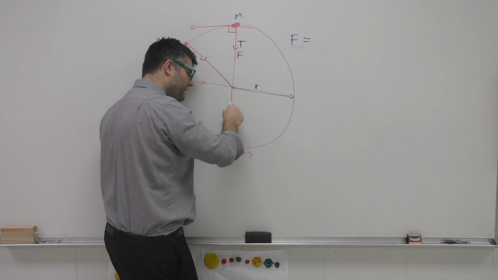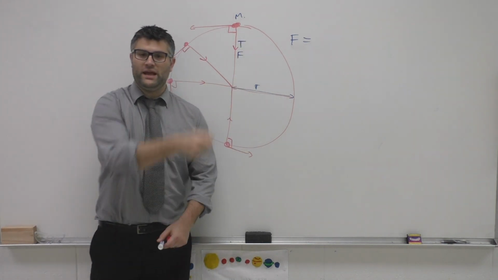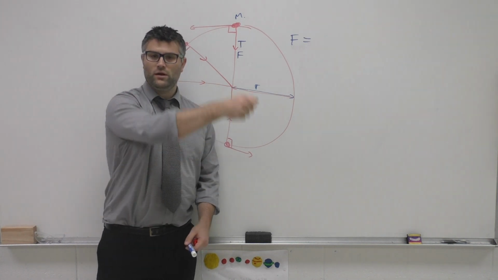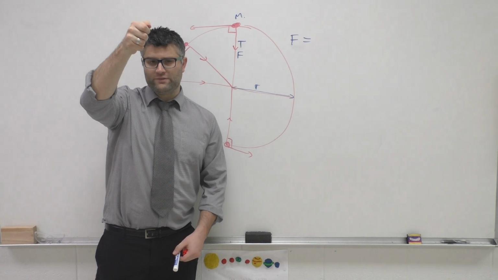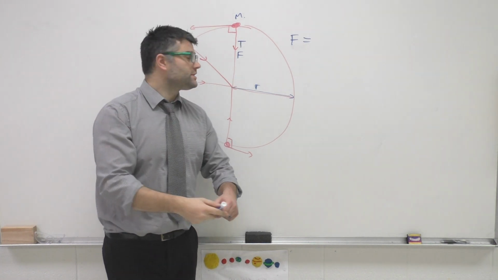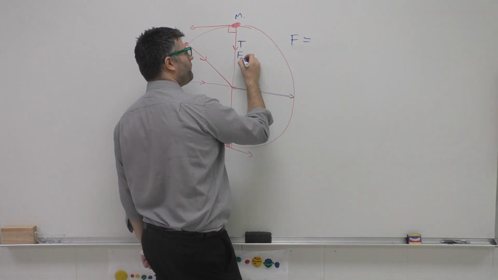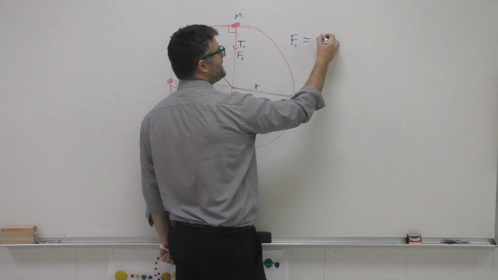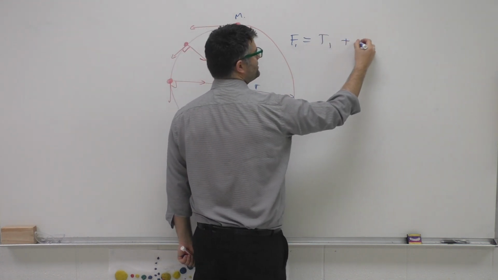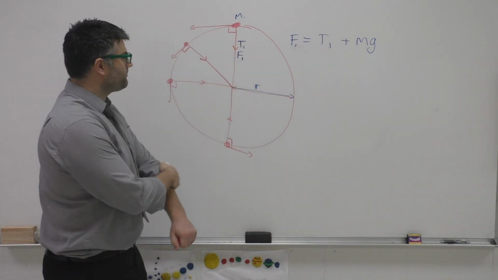What other force would be acting in this direction when we are spinning it in a vertical circle? At this point, you have gravity, or the force due to gravity, pulling it downwards. So we can say that the force at this point, and we'll call this F1, is made up of a tension T1 plus mg. That's the force due to gravity.